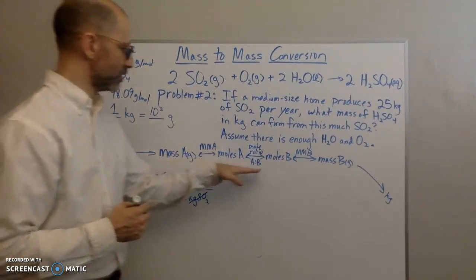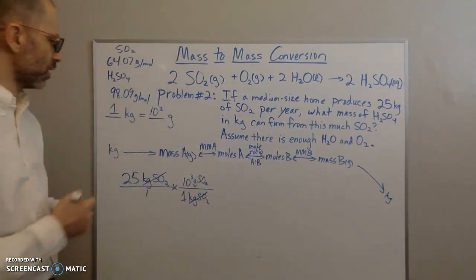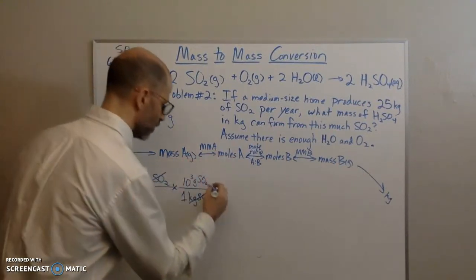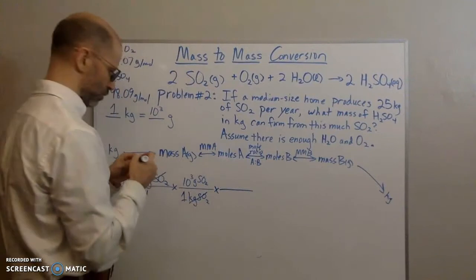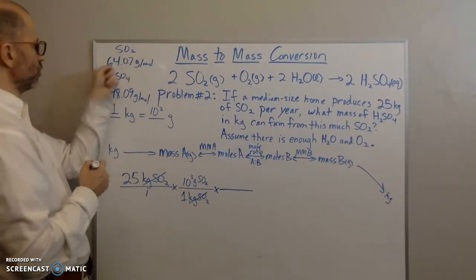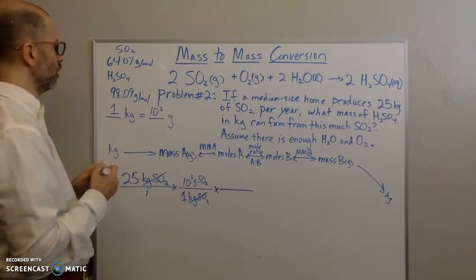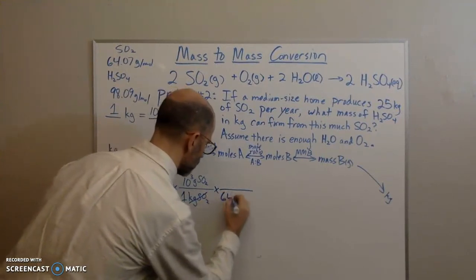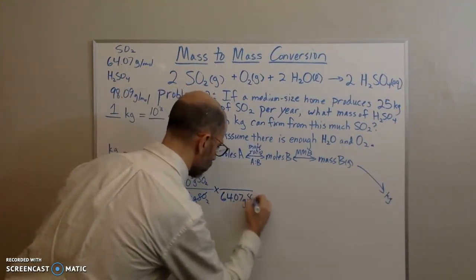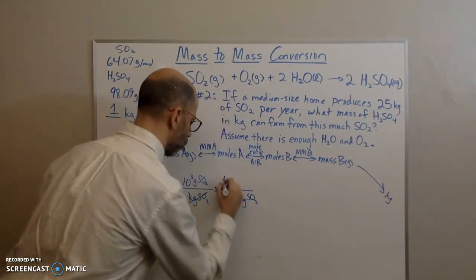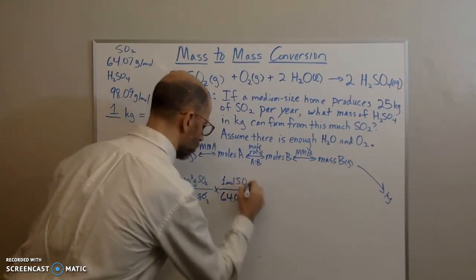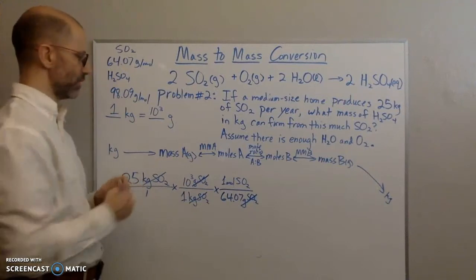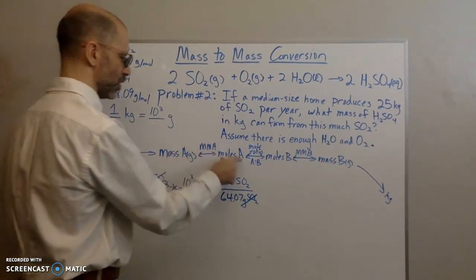So now I just follow the steps to get to mass of B. I'm going to use the molar mass of my SO2 to convert to moles. That's going to be my next conversion factor. I have the molar mass written up here, 64.07 grams per mole. So I have grams on top, so 64.07 grams of SO2 goes on the bottom, and 1 mole of SO2 goes on top. So the grams cancel out. Now I'm left with moles of SO2. So I've moved here on the road.